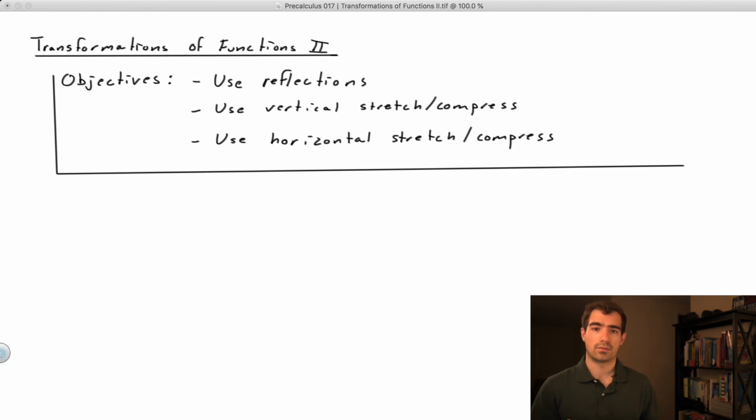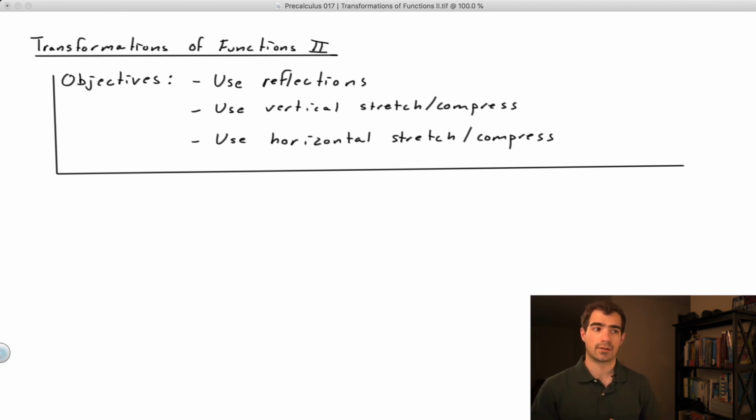In our last video, we discussed vertical and horizontal shifts, a way that we could start with a base or parent function and manipulate it so that we could graph it a little bit more easily, especially than, say, plotting a bunch of points. This video will serve as a continuation of that, transformations of functions part 2, where we explore some of the other ways in which we can morph a function.